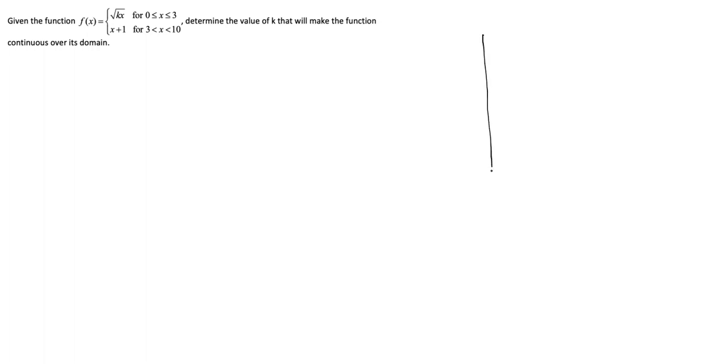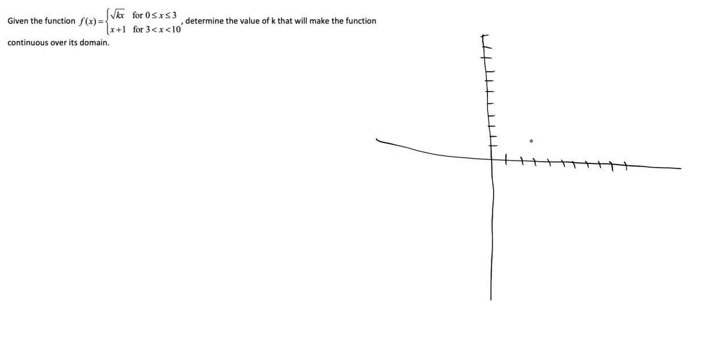Now let's take a look. The bottom piece, we actually know what it looks like, so let's draw that. Let's just put a little hash mark. We don't need to be exact here. It's the line x plus 1. What does that mean? The y-intercept is 1 and the slope is 1. So it's just a line, but we're only using this for values of x between 3 and 10.